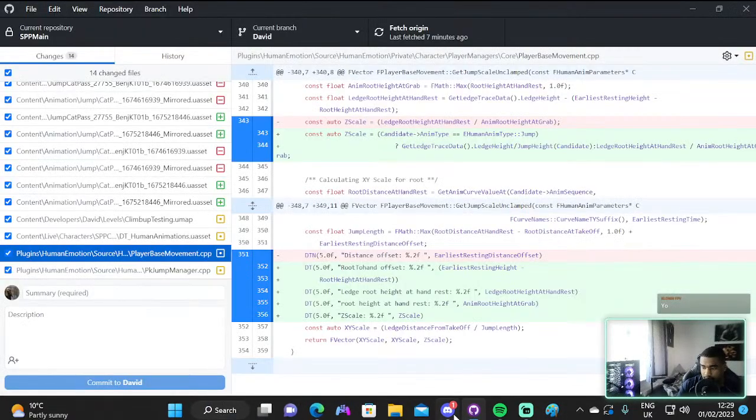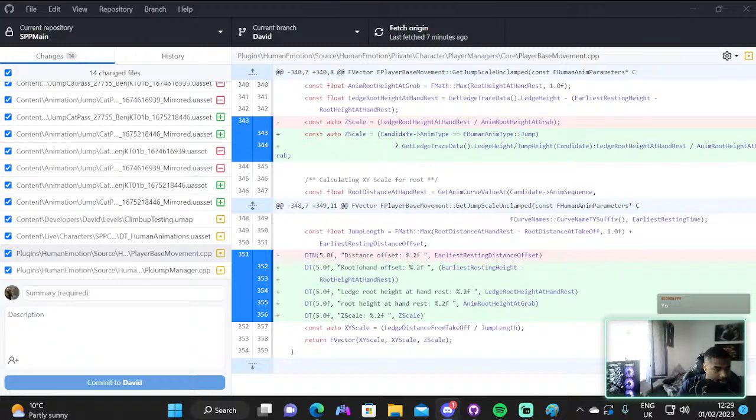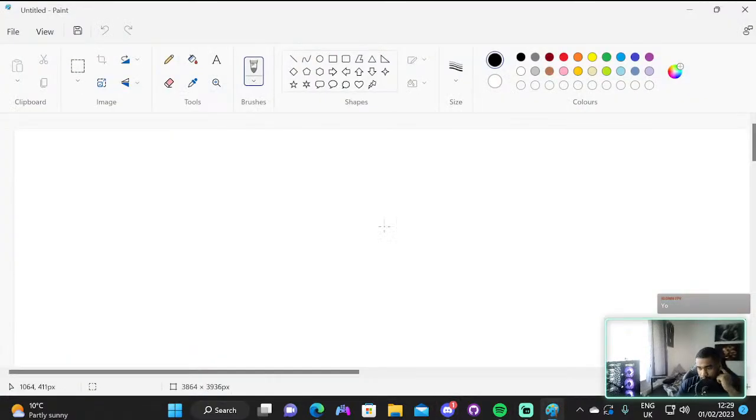Let me share my screen, because it's the reason why it works for the climbs but doesn't work for the jumps. This logic. Can you see my screen?